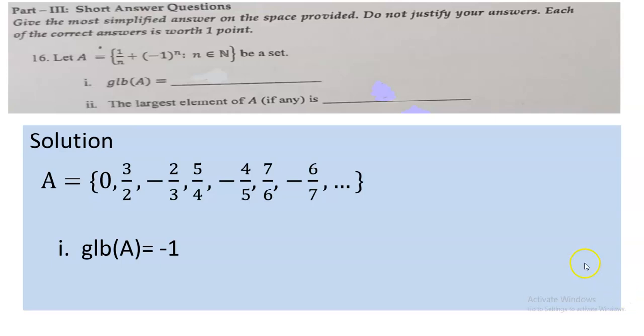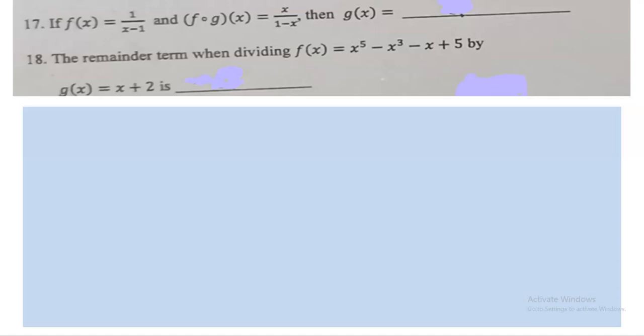And next from that, as n gets larger and larger, it gets closer to 1. So the greatest lower bound for this is going to be minus 1. And the largest element of A in this case is going to be 1.5, which is 3 over 2, the second one. So the least upper bound is 1.5 and the greatest lower bound is minus 1. It is not written to find the LUB, so you can say that it is 1.5.